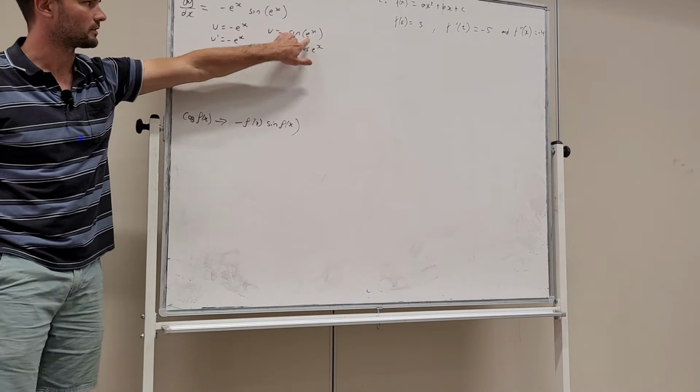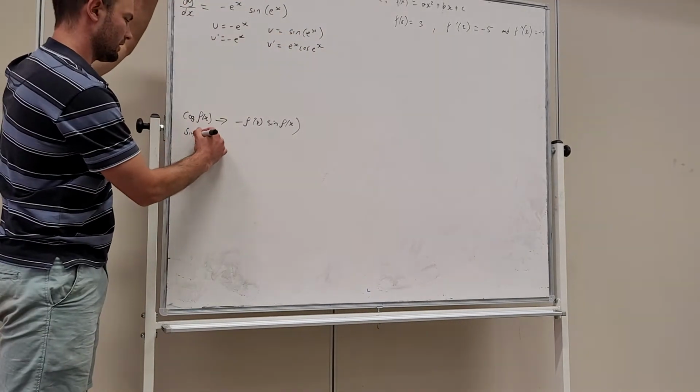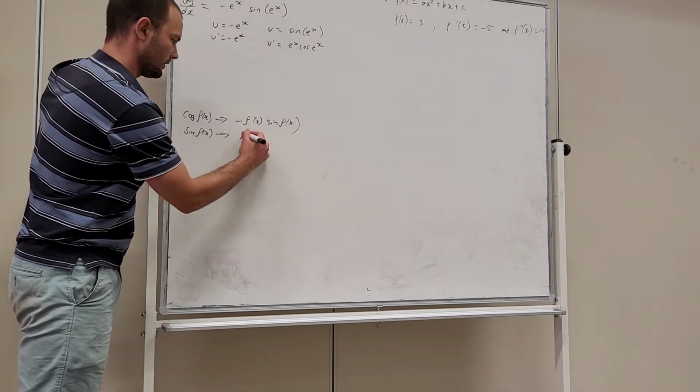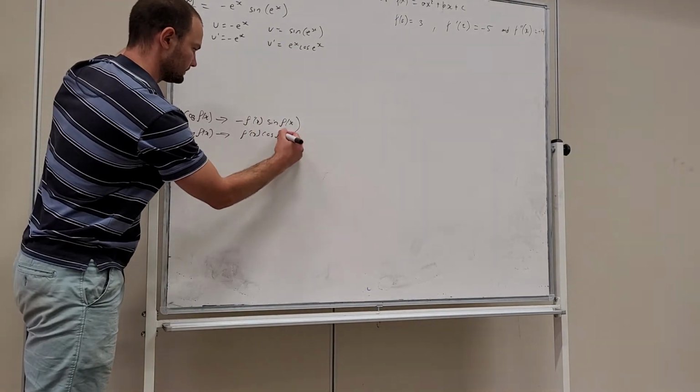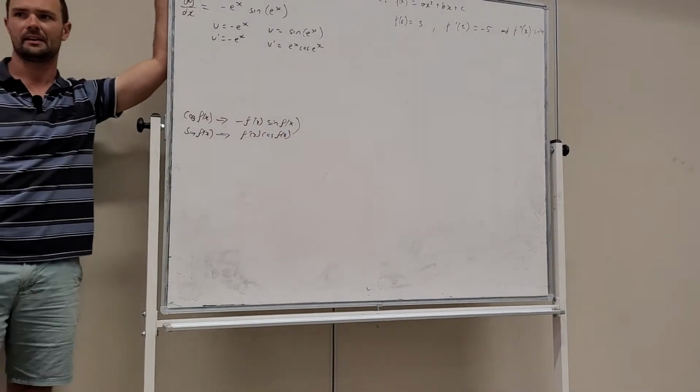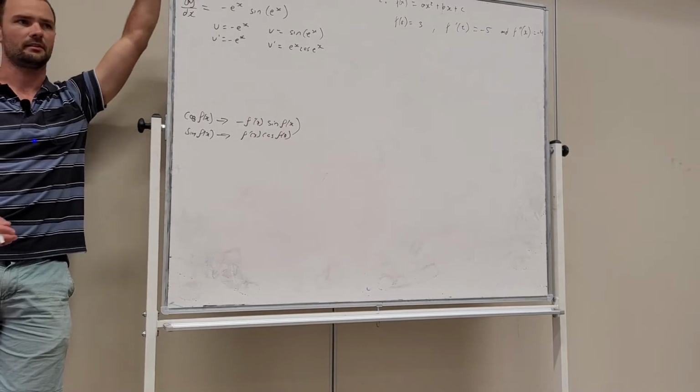All right, and that's applying the rule for sine. Okay, sine of f of x is f dash of x cos of f of x. And e to the x, the derivative of that is just e to the x.